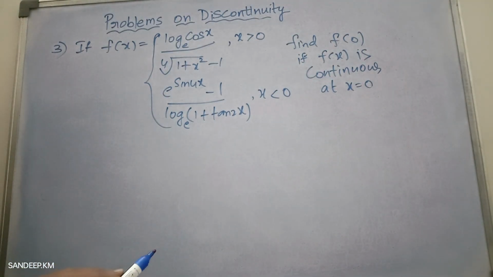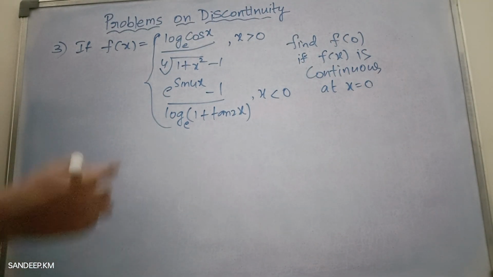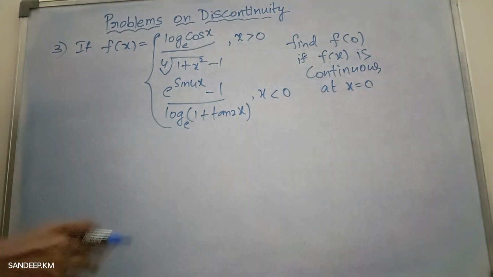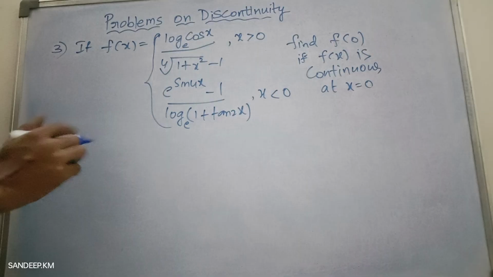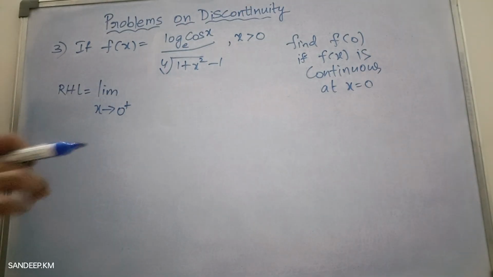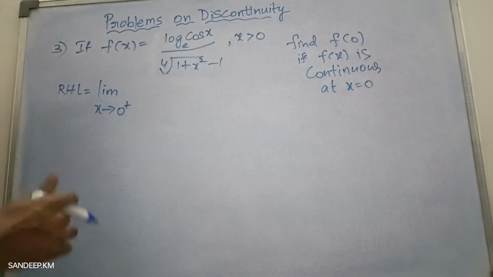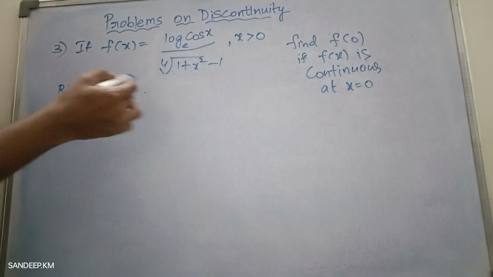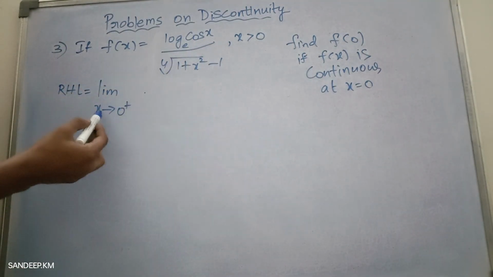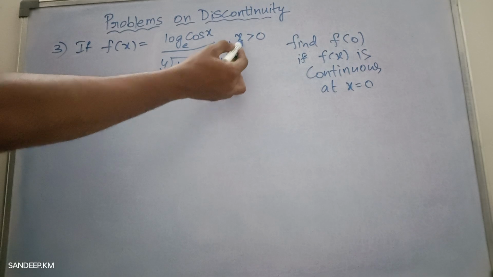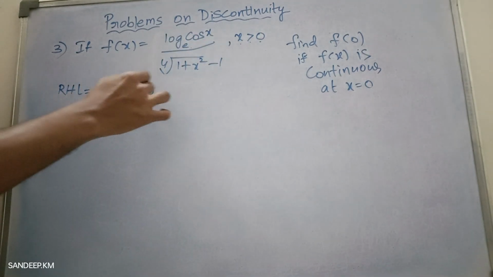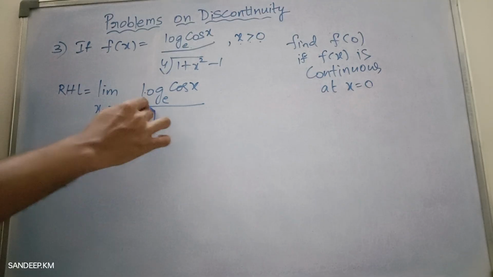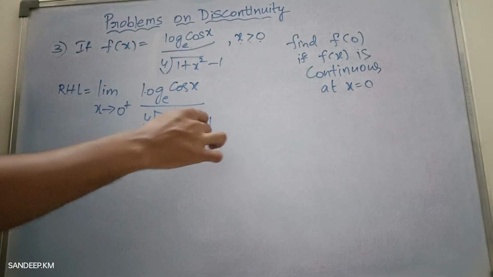Okay, now let us start solving the question. First, let us find LHL, and after that RHL, and then we will conclude what is f of 0. First, let us find RHL itself. RHL is limit x approaches 0 plus of f of x. And what is f of x? When input is more than 0, f of x is log cos x base e divided by 4th root of 1 plus x square minus 1.